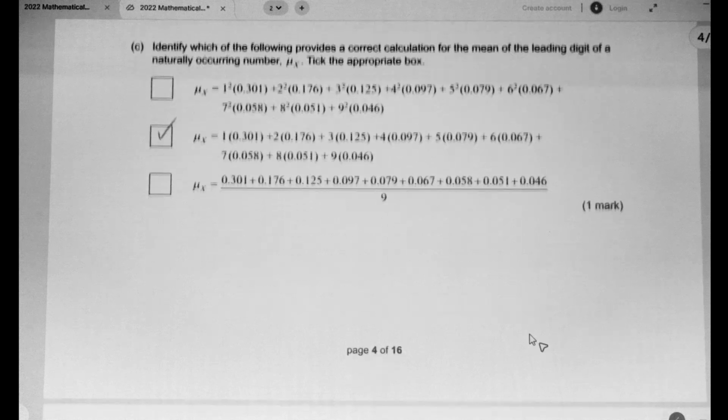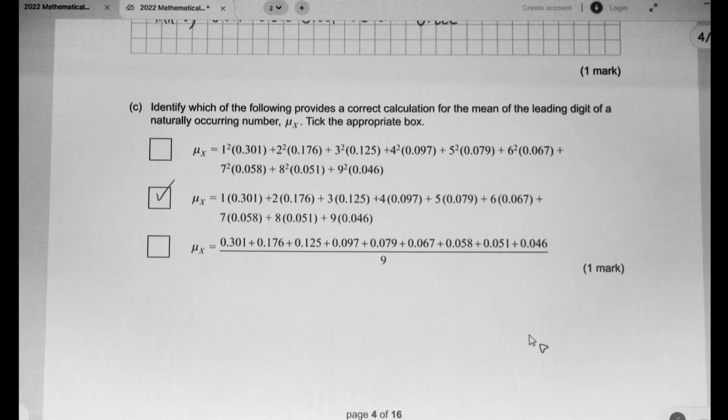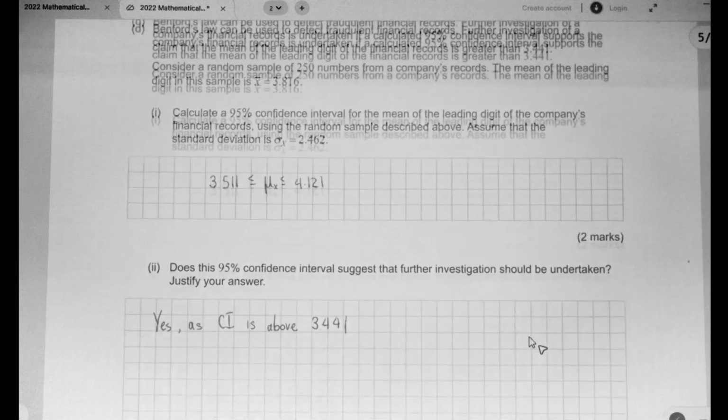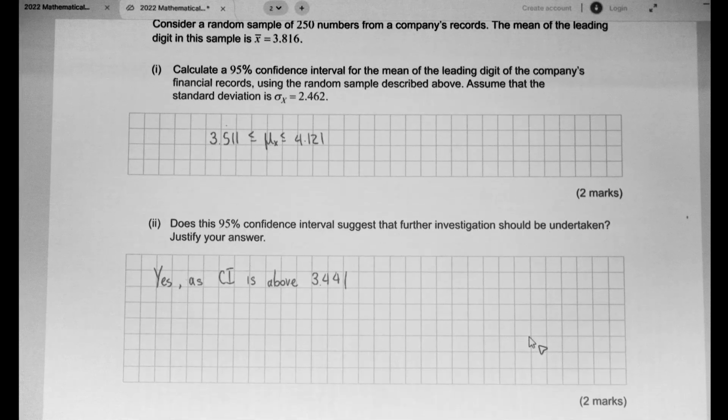Part C, a joy to mark, and I hope a joy for the kids. They just had to know which formula to use. Part D, okay, so we've had to come up with a confidence interval. Confidence intervals are very commonly worth 2 marks. One of the marks will be for getting the end values correct. One of the marks will be for the notation in the middle.